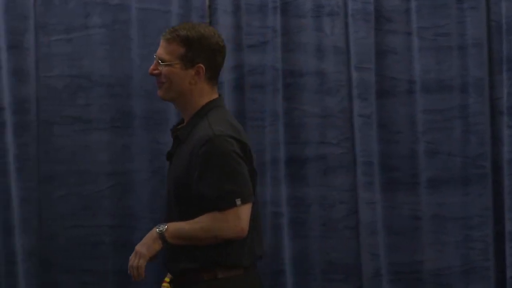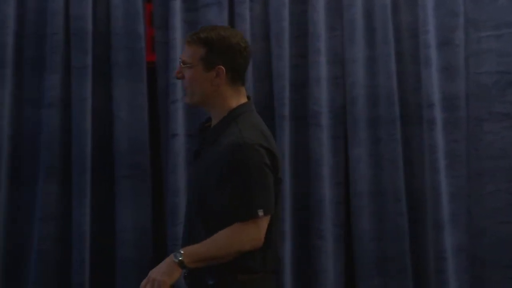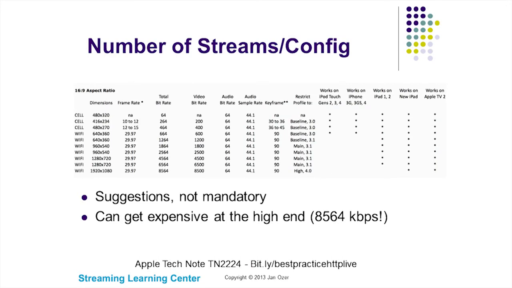OK, again, you can download this handout at my website. This is a screen grab from the Rosetta Stone of HTTP live streaming, which is Apple TechNote TN2224. Who here has seen TechNote 2224? This is probably the best thing Apple's ever done for producers who are trying to produce for adaptive streaming. And you can either Google Apple TechNote TN2224, or you can find it at this bit.ly address.